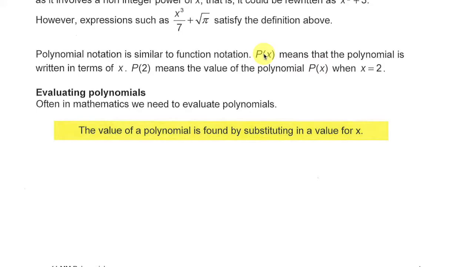Polynomial notation, p of x means that the polynomial is written in terms of x. P of 2 is the evaluation of p of x when x is equal to 2. So it's just a substitution of x equaling 2 into the polynomial.